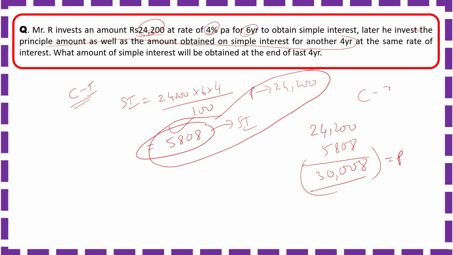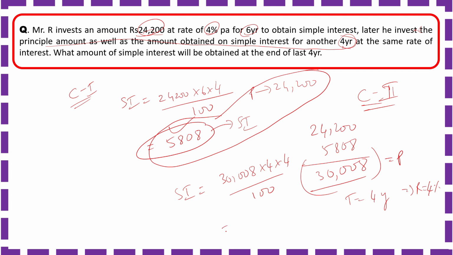Now this is case 2. This is the principal, and what is the time period? Time period is one more 4 years, that is T is equal to 4 years, and R is, we know, 4%. So what is simple interest in this case? PTR by 100, that is 30,008 into 4 into 4 by 100. So simple interest in this case is 4,801. Okay, this is the simple interest that he will get at the end of the last 4 years, right?